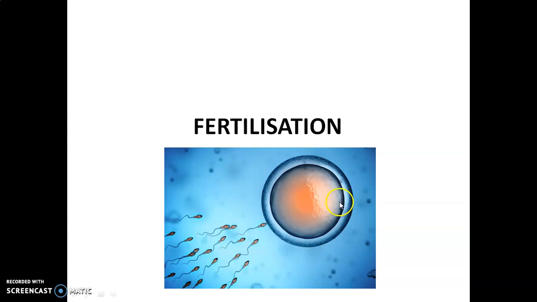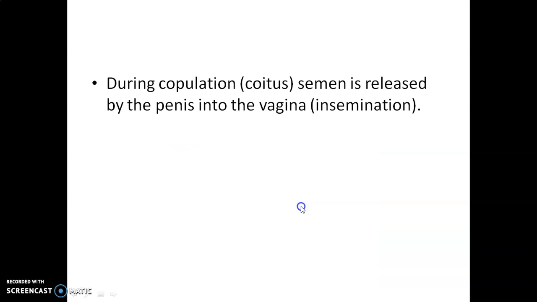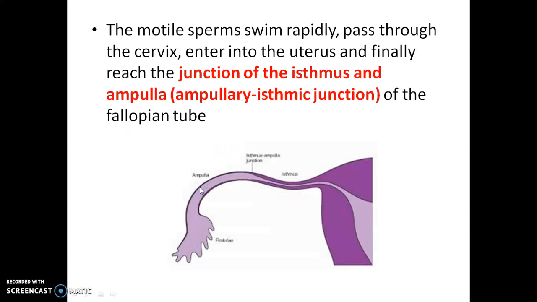So first we are going to discuss fertilization. What is that? You know that during copulation or coitus, the semen is released by the penis into the vagina. This process is known as insemination.